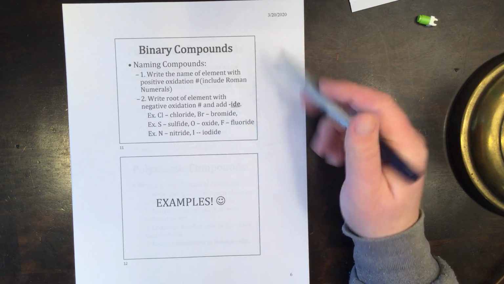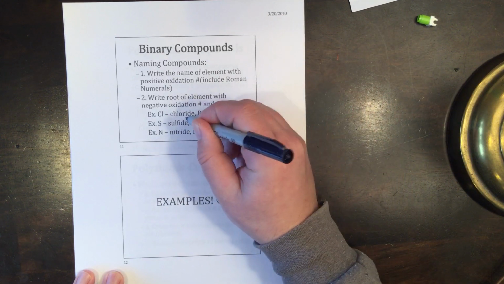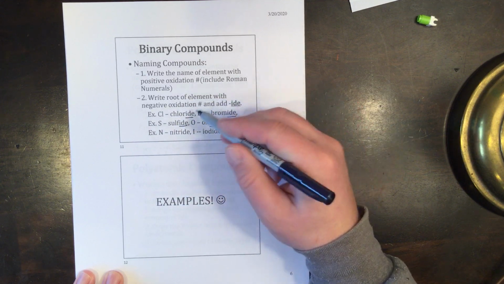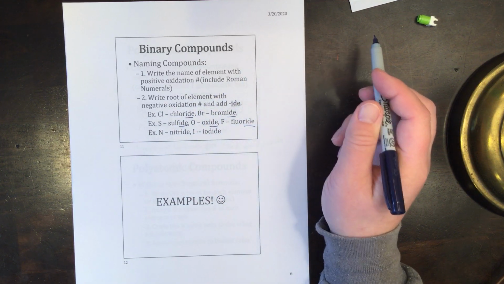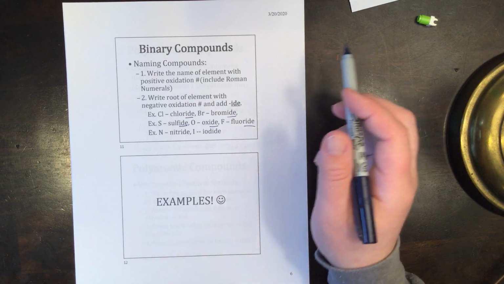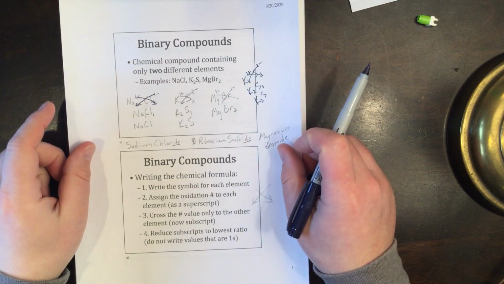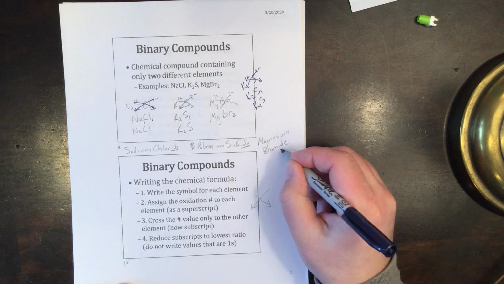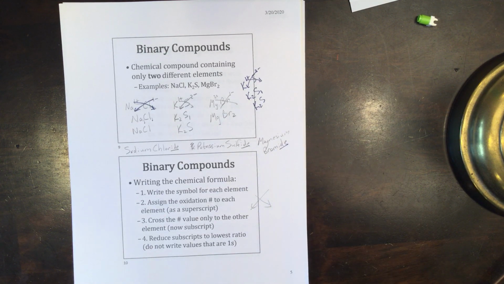Oxide, fluoride. See all these IDEs on the end? They're replacing the former endings. So you leave the root and you change the ending to IDE. Okay. And that's what we showed over here with our 3 examples: sodium chloride, potassium sulfide, magnesium bromide.